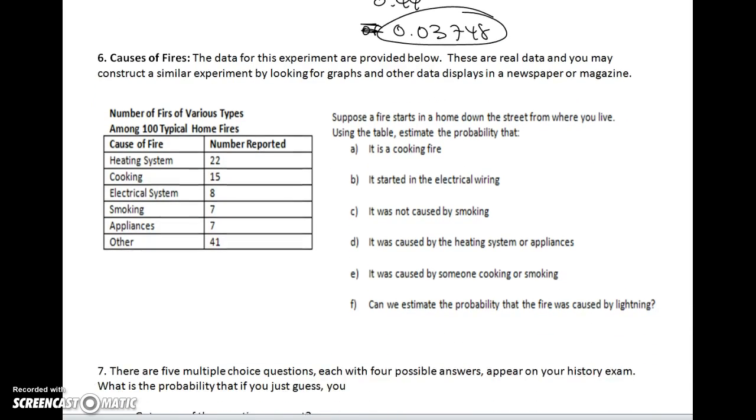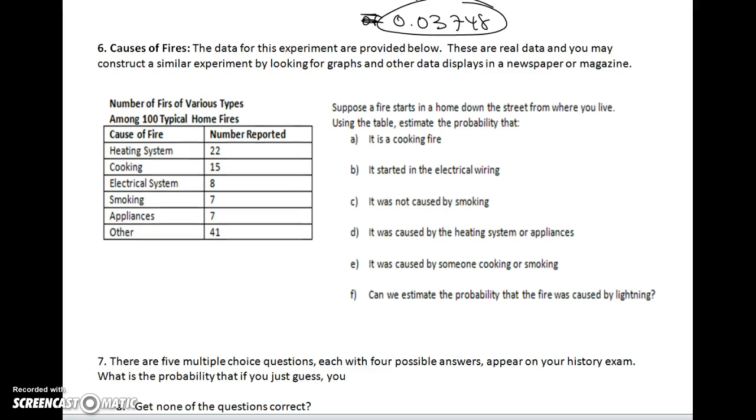Okay, next we have a chart, and I like charts because I think that they're a little bit easier to read. So here we have some causes for fires. These are real data, and you may construct a similar experiment by looking for graphs or look at a newspaper or magazine. So that's just some extra information for you. So here are among 100 typical home fires.